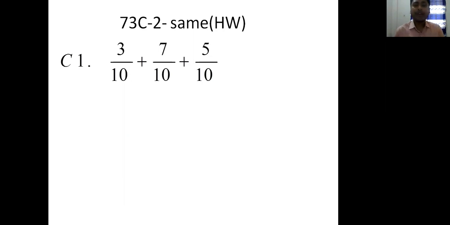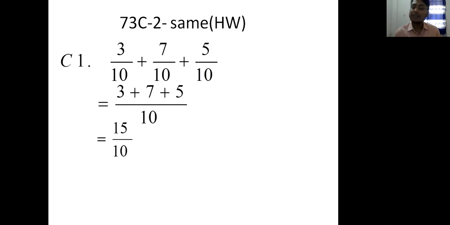Here the three fractions are given. So if three fractions are given and their denominators are the same, no problem, only add the numerators. Here you can see that we added 3 plus 7 plus 5. You can show this addition, or you can add it in your mind and directly write this line. Okay, but here I did lowest term first, then I went for the mixed number.